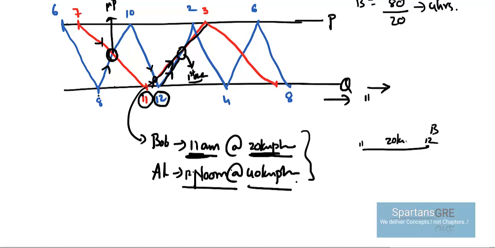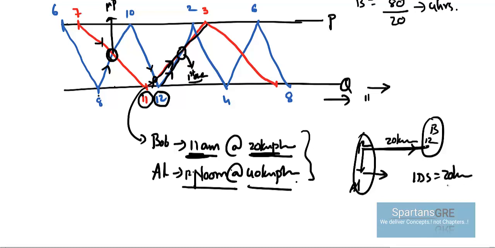The gap will be 20 kilometers, and at this point it becomes 12 for A. Here Albert will be there, pointing in the same direction. So at 12, B will be here and A will be here. The initial distance will be 20. So IDS is 20 kilometers and the relative speed is 40 minus 20, which is 20. So it will be 1 hour.